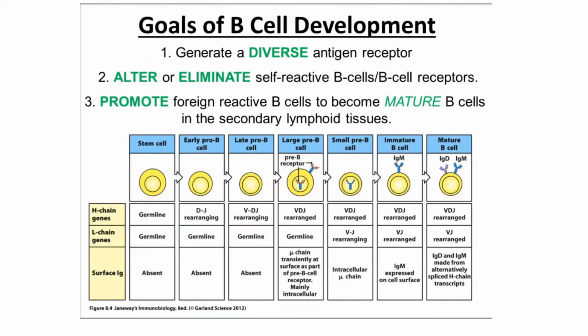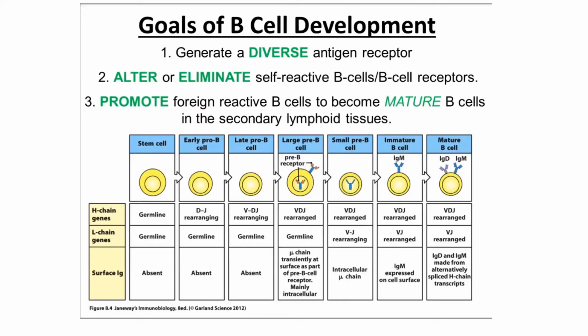Okay, so development of B cells from stem cell all the way to a mature B cell can be broken up into these stages, and there are 6 major stages from early pro-B to immature B cell. Stem cell is where you start. Dr. Lint talked about your germline DNA. You're going to want to notice where in these stages the germline DNA is rearranged.